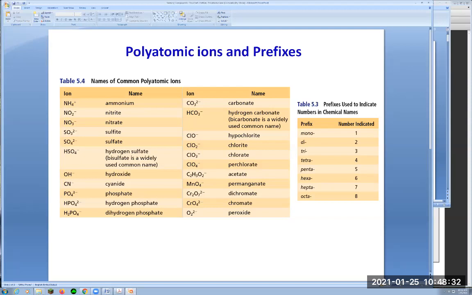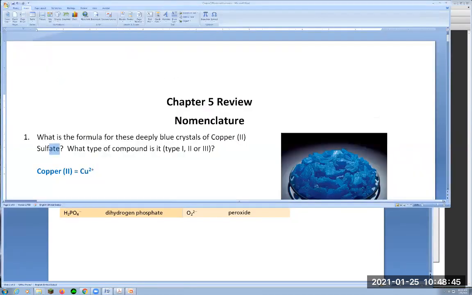So sulfate, we are looking for sulfate. Sulfate is here to the left, towards the middle of the table. It's SO4 negative 2. So you want to write this down. SO4 negative 2.